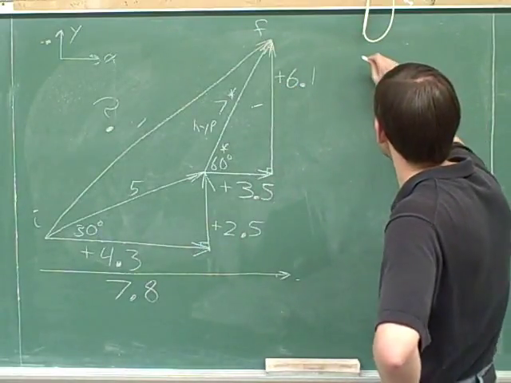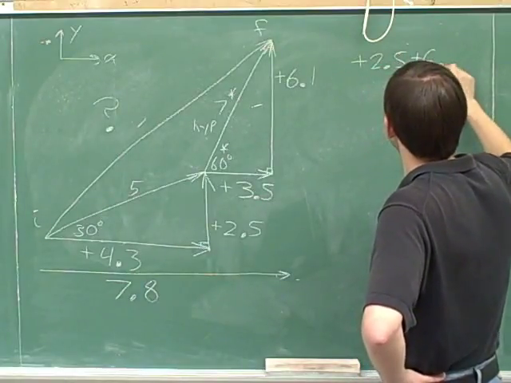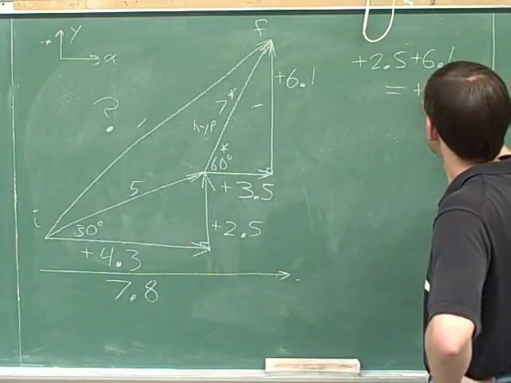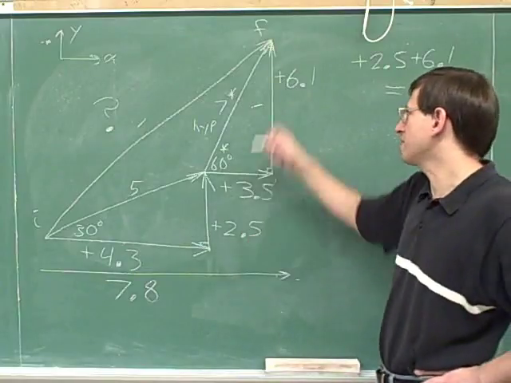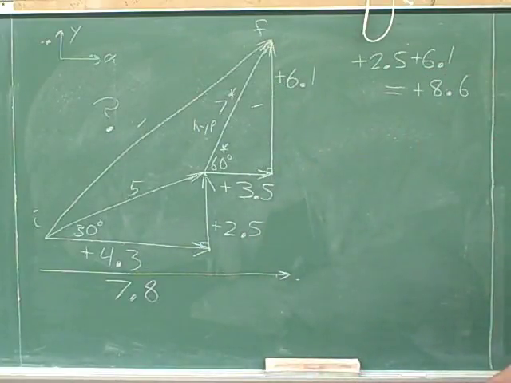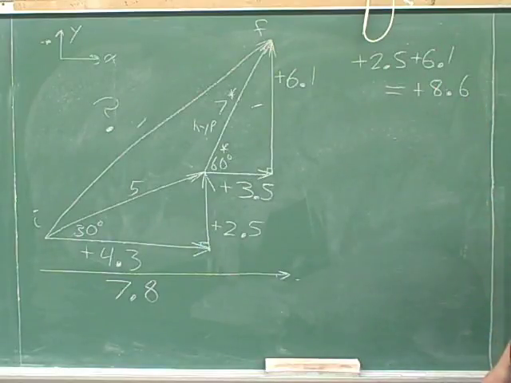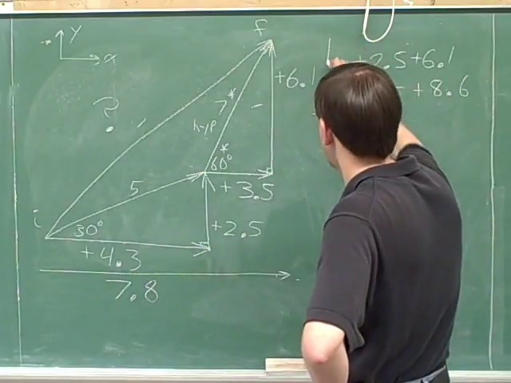Positive 2.5 plus 6.1 equals positive 8.6. If you go 2.5 meters up and then another 6.1 meters up, your total displacement up is 8.6 meters, just 2.5 plus 6.1. So our total vertical displacement here is 8.6 meters.